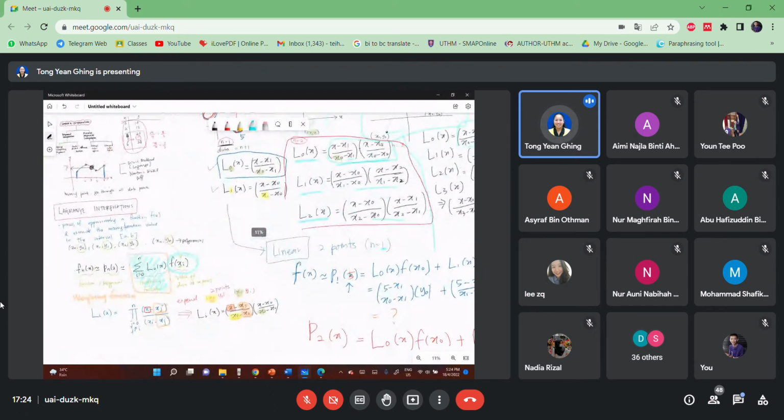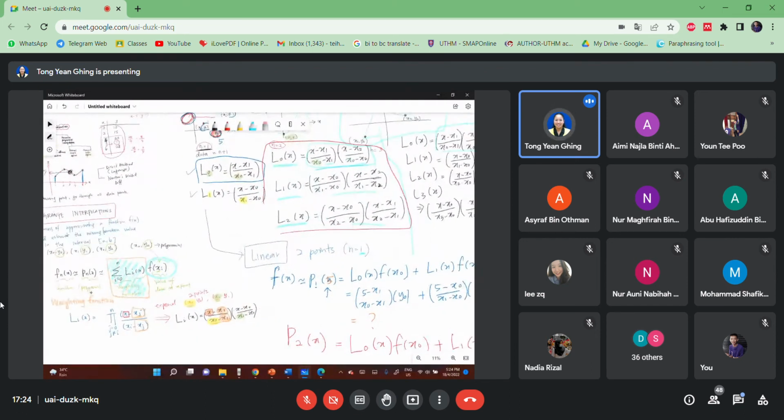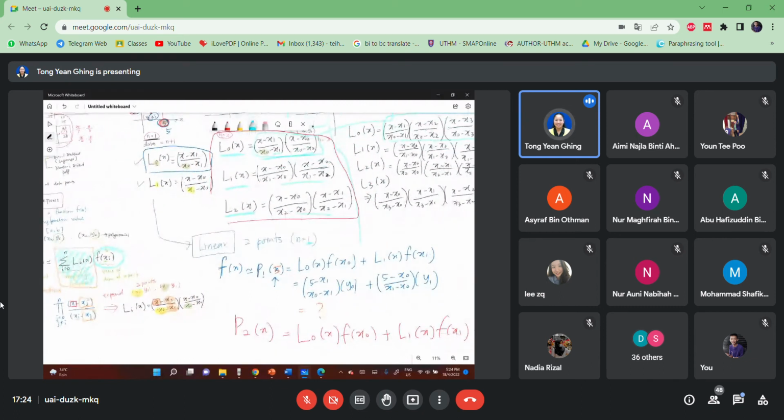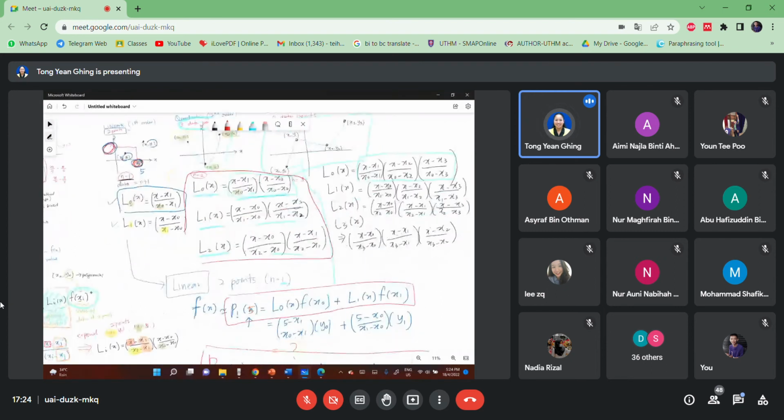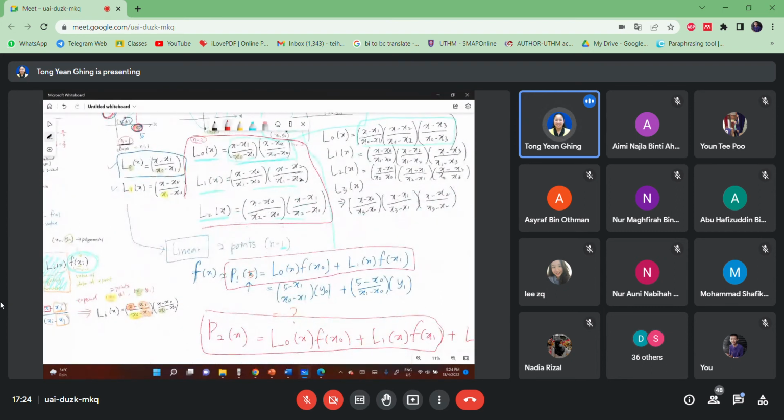Boleh. And then after we get the weighting functions, then we can find the polynomial, or we call it, how to say, the Lagrange interpolating polynomial. This one. Ini yang panjang ni. Okay. This is the interpolating polynomial. Ini. Kalau let's say this one is the third order punya. Okay. Boleh? Okay or not? So now we do the example.